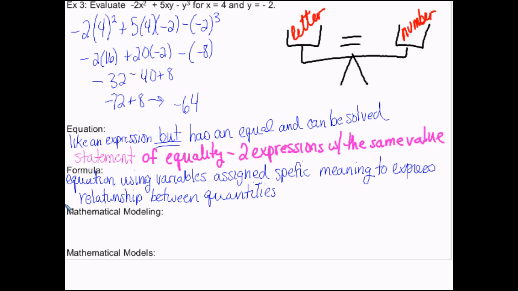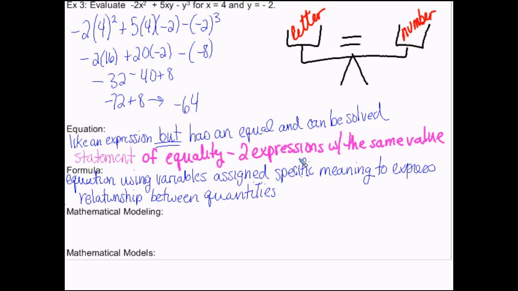Okay, distance equals rate times time. D equals RT. It expresses the relationship between distance, rate, and time. These formulas are very specific, and the variables in the formulas are assigned specific meanings. Specific meanings, okay.